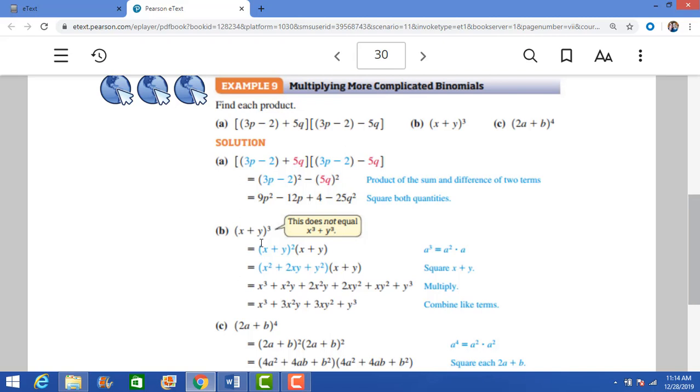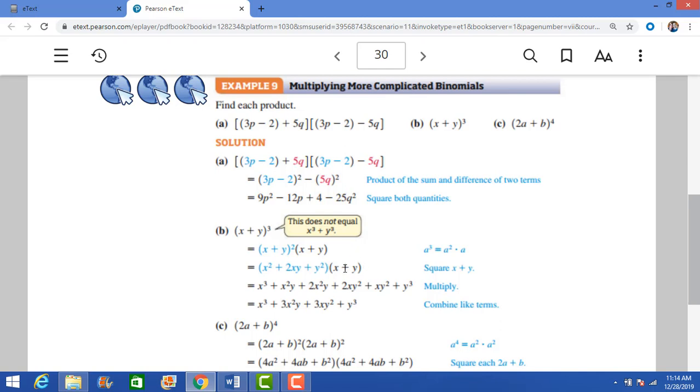Okay, well, in this case, we're going to split this up into two. So this one we know what this is going to look like, right? So we can split this up into two factors: (x + y)² times (x + y). And so now we can expand this using what we know. So this is going to be x² + 2xy + y² times this.